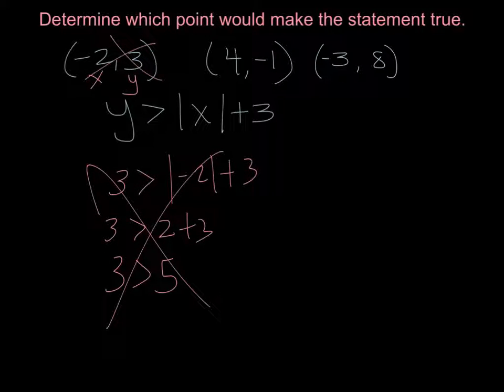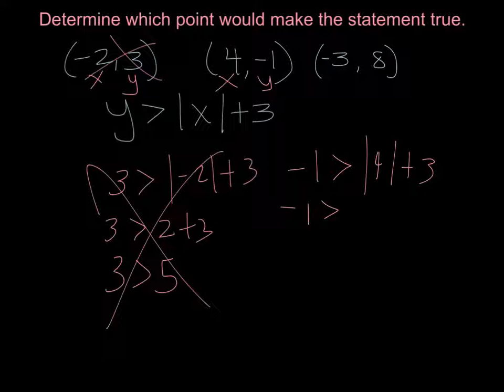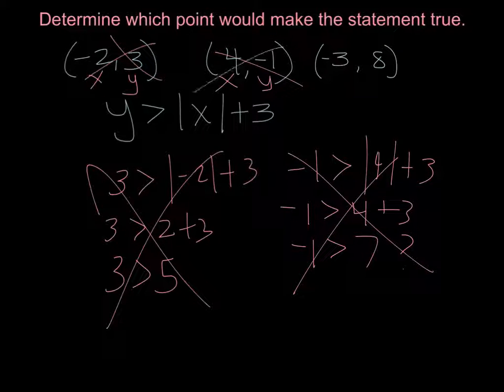So now let's try the next one. Remember, this is your x, this is your y. They're asking if -1 is greater than the absolute value of 4 plus 3. The absolute value is just 4, plus 3. So is -1 greater than 7? No, -1 is not greater than 7, so that one doesn't work.